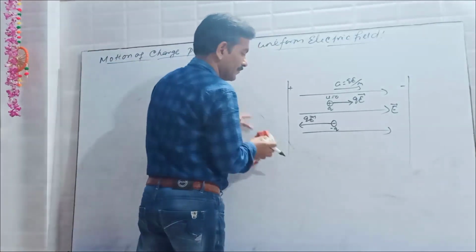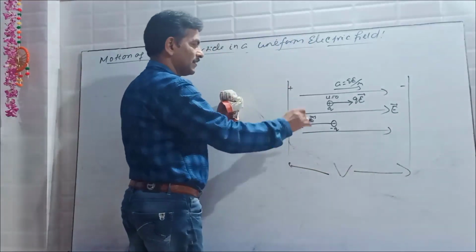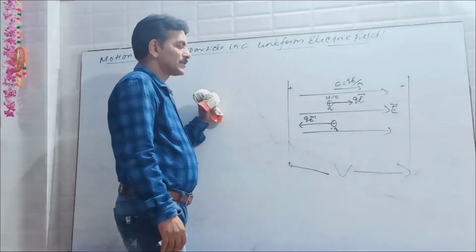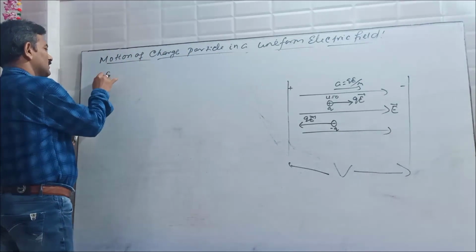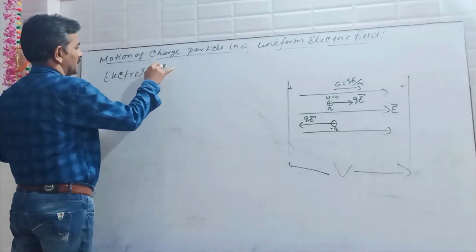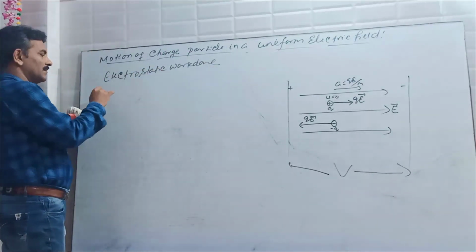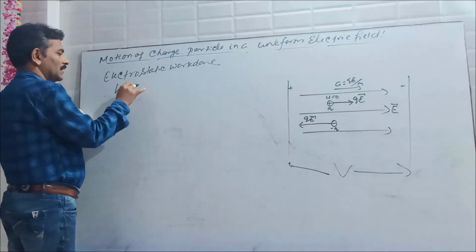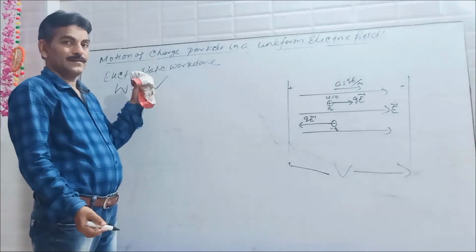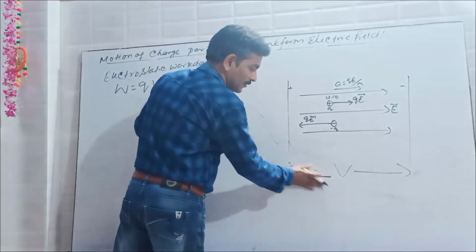Suppose V, capital V, be the potential difference across the two plates. Okay. So the electrostatic work done on the charged particle will be W equal to QV. This V is not velocity. This V is accelerating potential.